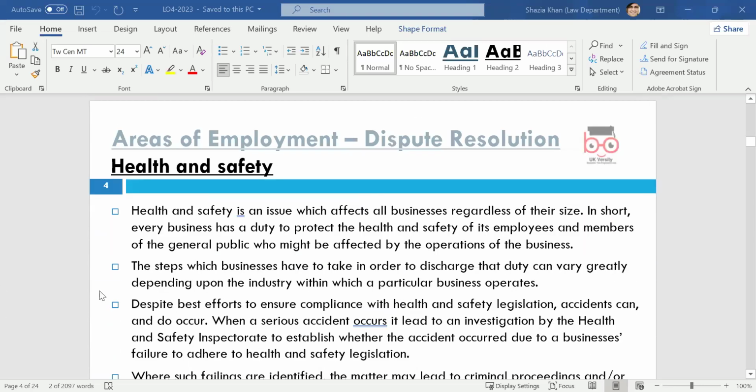So areas of employment dispute resolution, and the first one we're looking at is health and safety. Health and safety is a really big issue within any work organization because people have accidents, and it's the duty of the business to make sure that everyone is looked after and protected, and they have a duty of care to that person. But that can always go wrong sometimes as well.